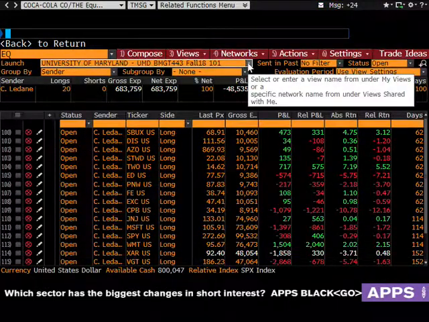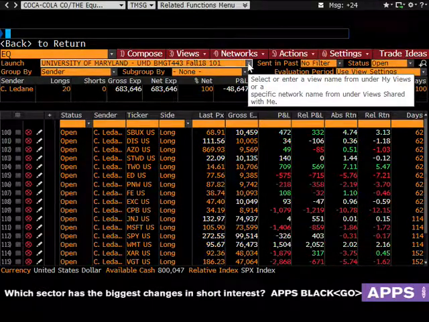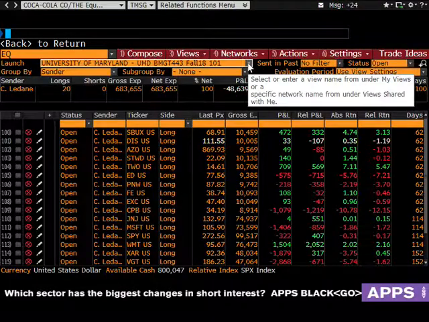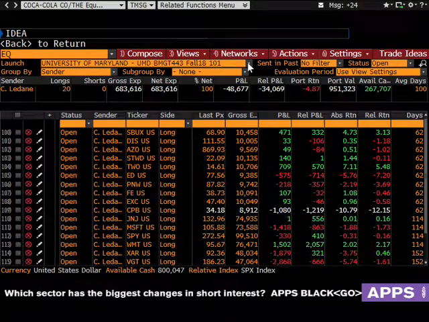So again, the way you get to this screen, the other members of your team won't be able to see anything. Only the member that's registered, it's kind of like your portfolio manager, team captain, that's the person who's going to be able to see the screen. The way they do it is they either type in idea or they can type in TMSG. They'll both get you to the screen called Trade Ideas.